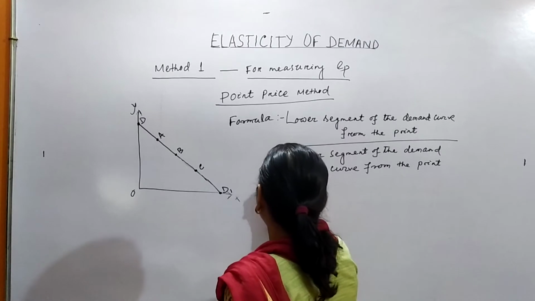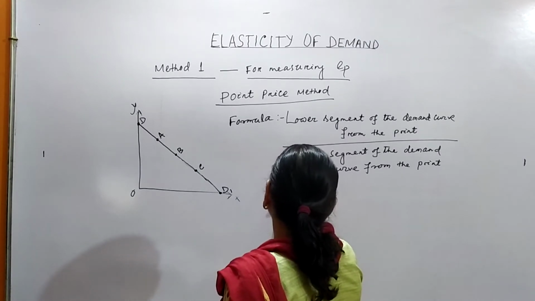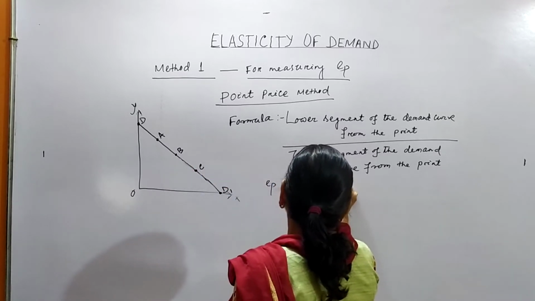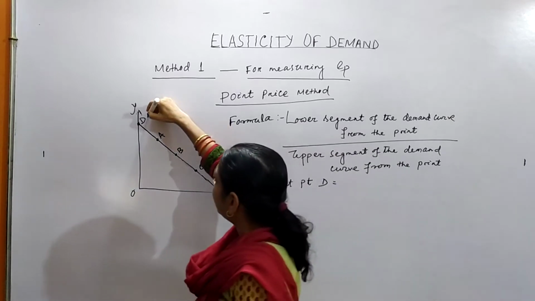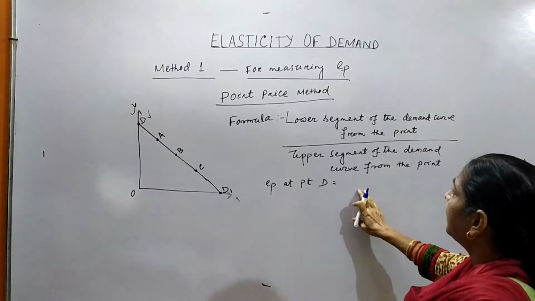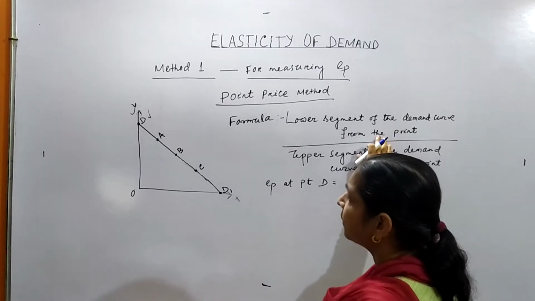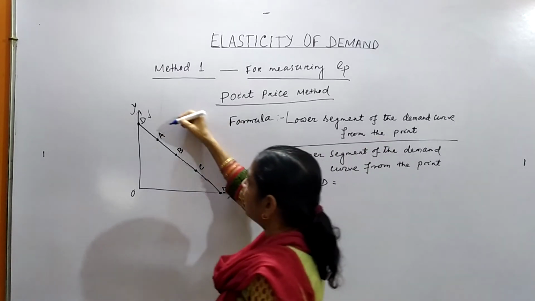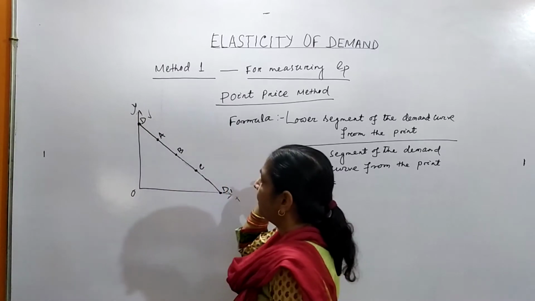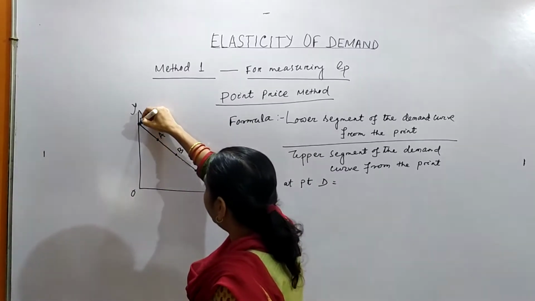First, we will see EP. What will be the value of EP at point D? What will be the value of EP at point D? We have to apply this formula. Lower segment of the demand curve from the point. Now we will see what is the lower segment of the demand curve from point D. This is point D. The lower segment from D is, this is the demand curve and this is one point.